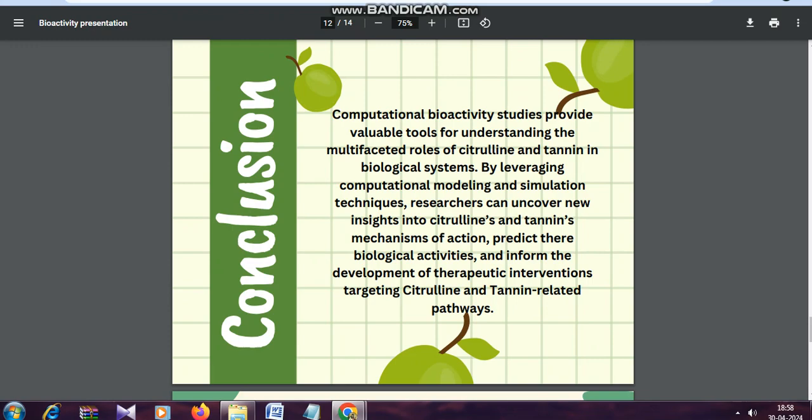Computational bioactivity studies provide valuable tools for understanding the multifaceted roles of citrulline and tannin in biological systems. By leveraging computational modeling and simulation techniques, researchers can uncover new insights into citrulline and tannins' mechanisms of action, predict their biological activities, and inform the development of therapeutic interventions targeting citrulline and tannin related pathways.